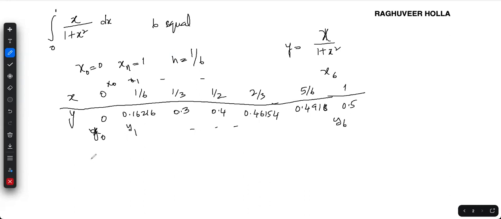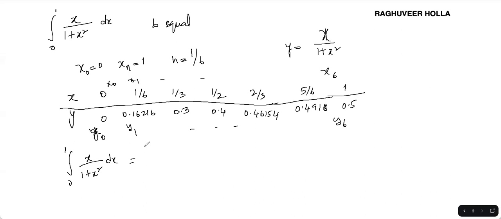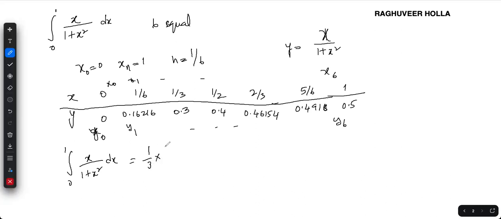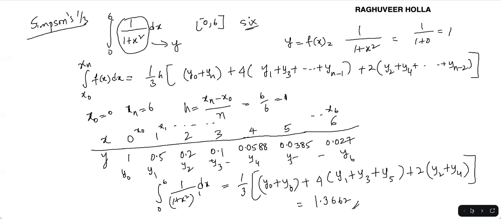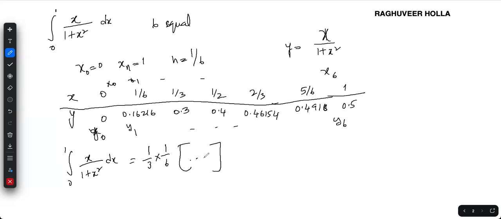Further, let us integrate x by 1 plus x square dx, where h is 1/6. So 1/3 of 1/6 times y naught plus y6, and so on, using the same formula. When you calculate this, you get 0.3466. This is your solution.